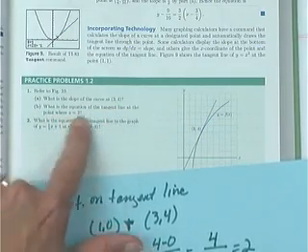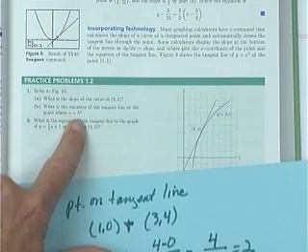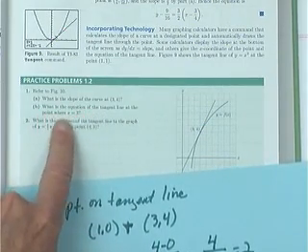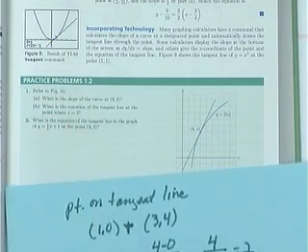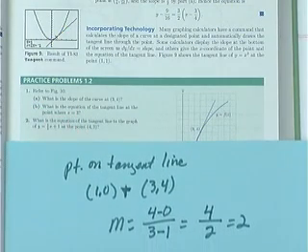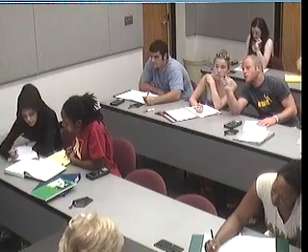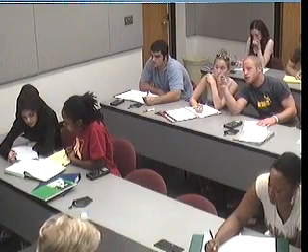What is the equation of the tangent line at the point 3, 4? Tell your neighbor. What is the equation of the tangent line where x equals 3?